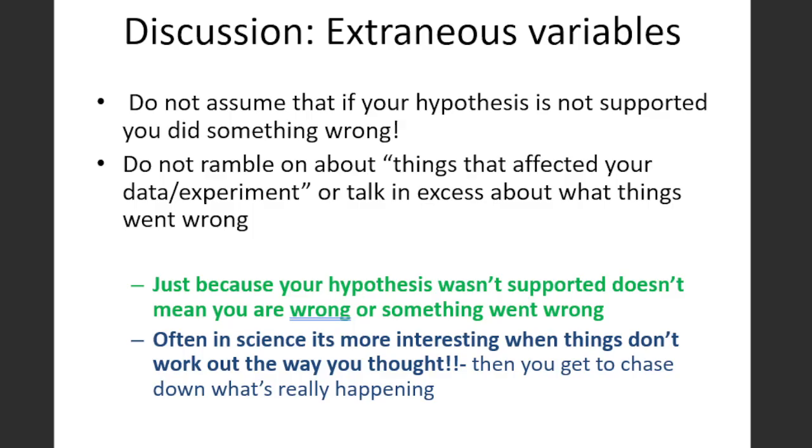Then extraneous variables. Do not assume that if your hypothesis was not supported that you did something wrong. And don't ramble on about things that affected your experimental data or talk in excess about things that went wrong. Just because your hypothesis wasn't supported doesn't mean you were wrong or something went wrong. Often in science, it's more interesting when things don't go your way, when things are unexpected. It's a lot more interesting to try to describe what that could possibly mean for the field.